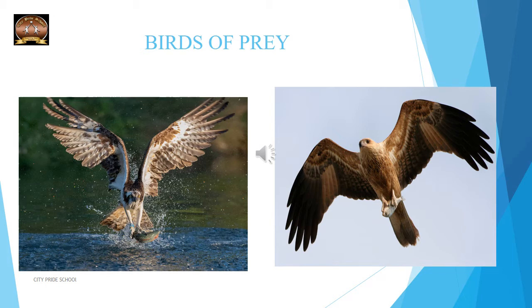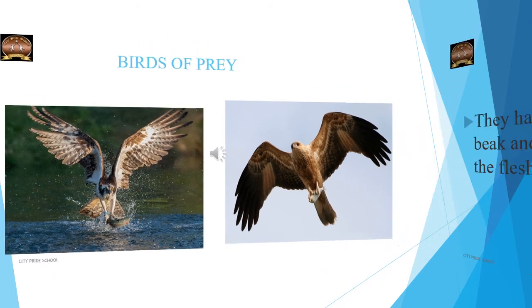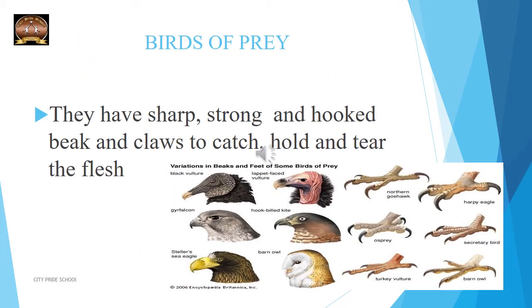Now we have learned something about carnivores, the animals which feed upon the flesh of other animals. But there are even birds which feed upon the flesh of other animals. Examples given in this slide are a kite, eagle, etc. These birds hunt smaller animals and feed upon the flesh of those animals. Now the structural changes or adaptations to be seen in these kinds of birds which hunt other animals and eat their flesh.